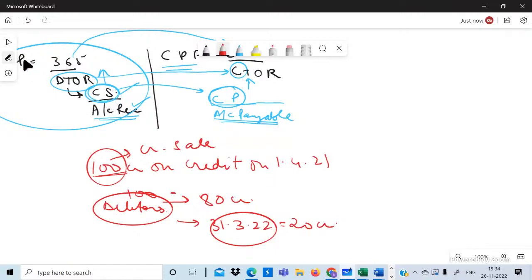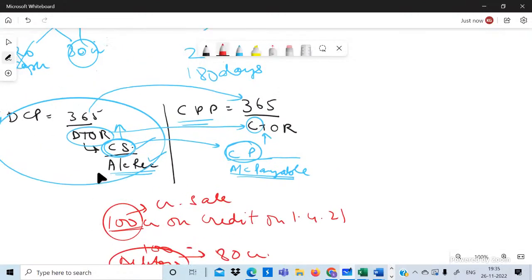So just like you did the calculation for your debtors collection period and you linked it to debtors turnover ratio, on similar lines, if you look at creditors payment period, what do you want? You want the creditors payment period to be high because you want to delay the payment to your supplier, which means you want your creditors turnover ratio to be low. So as a company, you want your creditors turnover to be low.